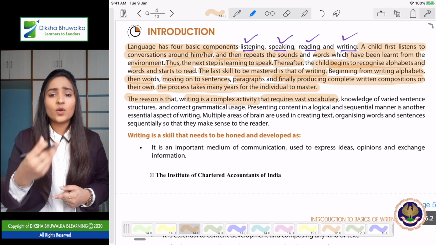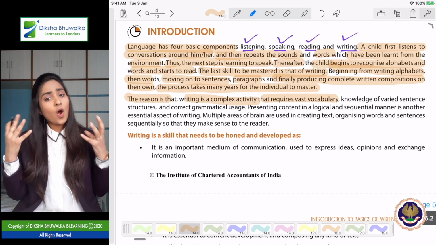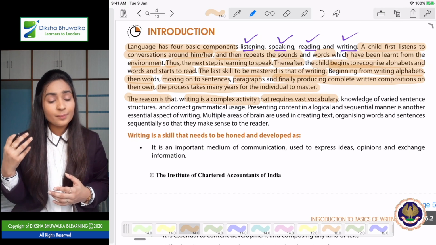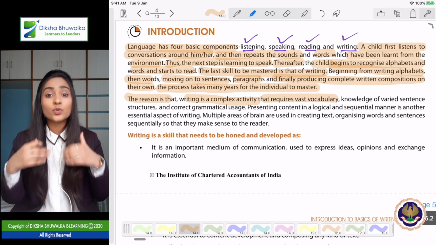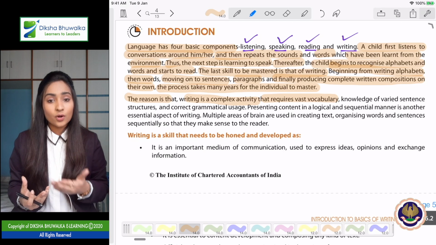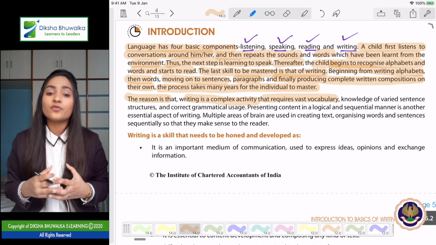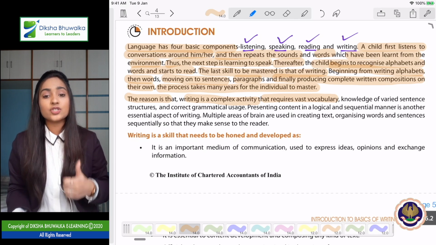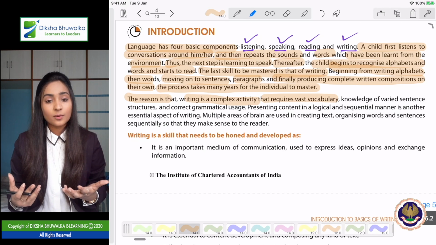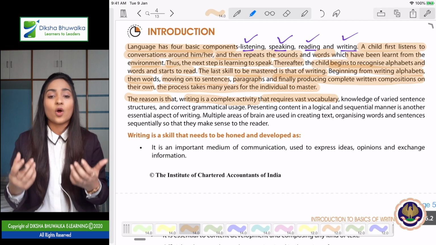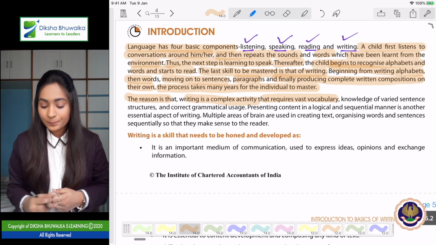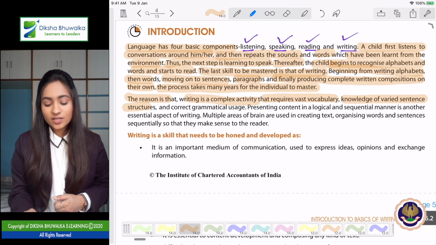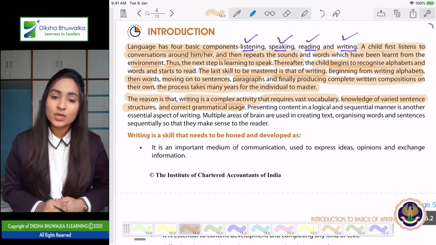Now, when you are talking in your own vernacular language, you know a lot of words because you've heard them, you've read them, you talk in vernacular language in your daily life. So, you know about a lot of words. Now, when it comes to English, if you start reading more in English, talking more, conversing with people in English, you'll start having a knowledge of English vocabulary as well. Knowledge of varied sentence structures and correct grammatical usage.